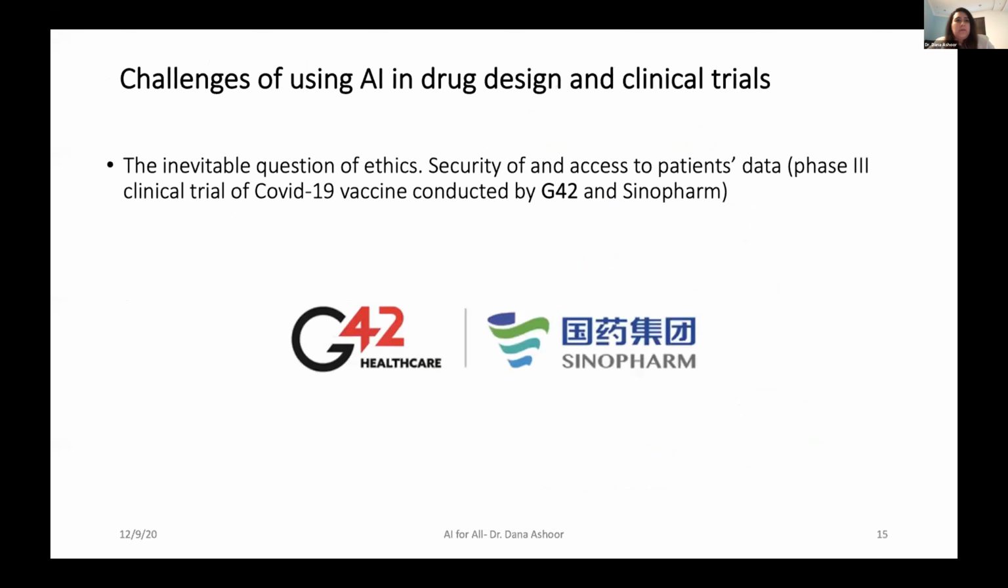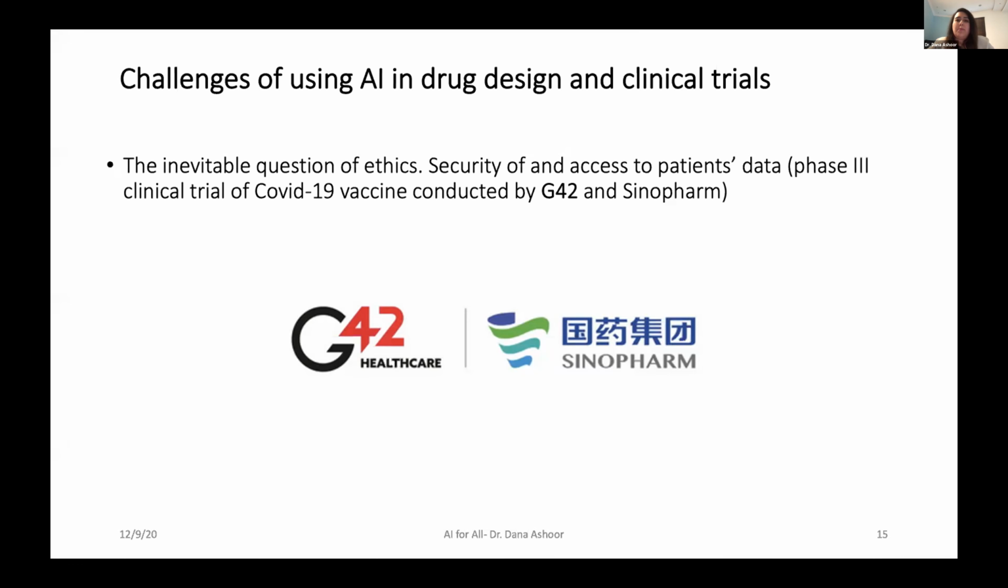Okay, that has been said about artificial intelligence, even if it is an integral part of our life now, it has a lot of challenges. So one of the challenges is the inevitable question of ethics, because bioinformatics and artificial intelligence are based on analyzing, storing, and archiving a huge amount of data, and most of this is patient data. So who has access to this data? This raises an issue of security that needs to be addressed.